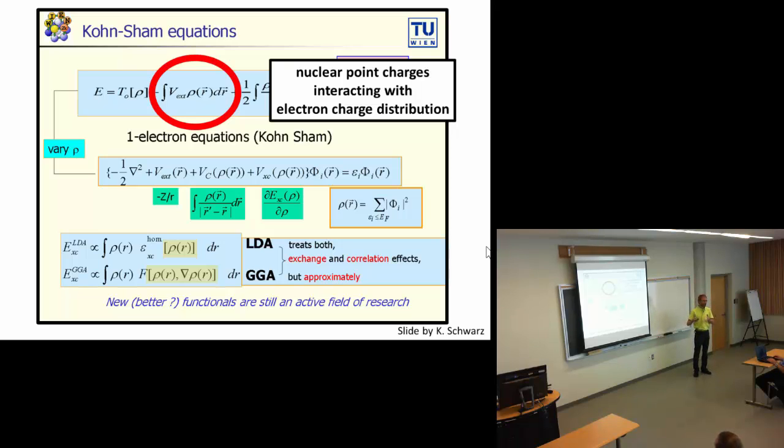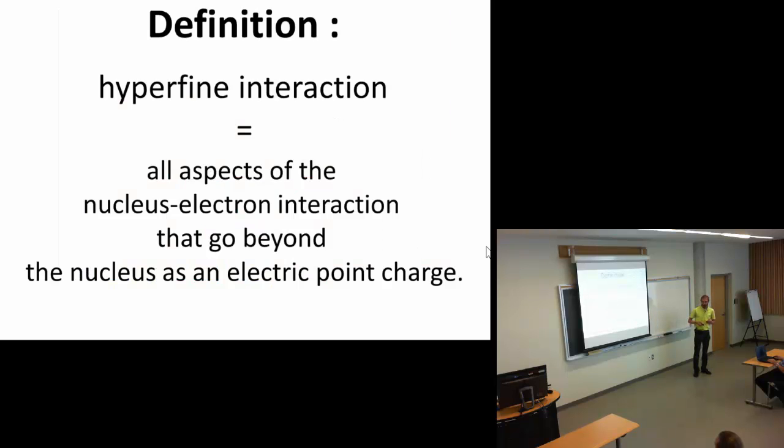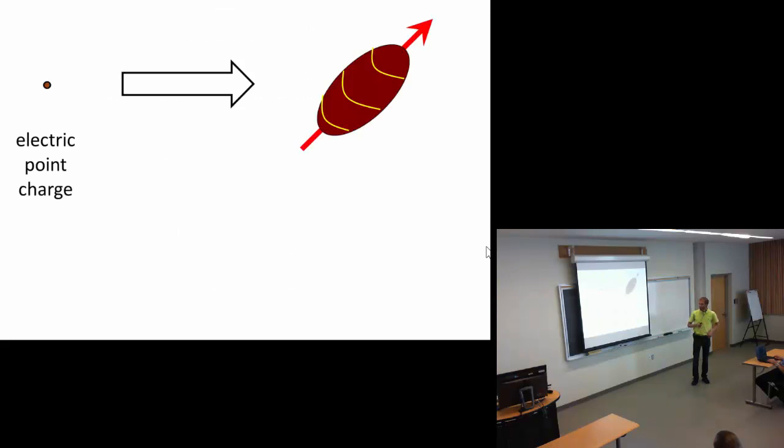Well, what is a hyperfine interaction? That is every energy contribution that goes beyond that point particle approximation for a nucleus. By definition, that is called hyperfine interaction. To what extent can a nucleus be different from a point? Well, there are different aspects to that.